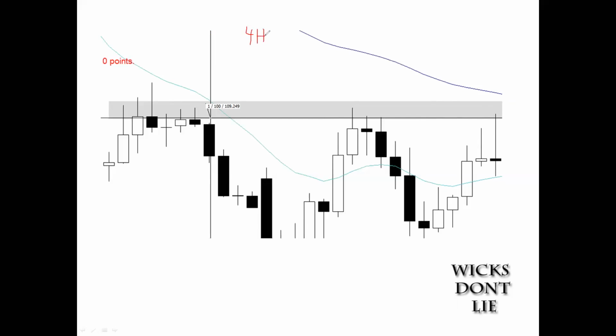This is another 4-hour chart, and let's say we open the chart when the candle is over here. And now when the candle is over here, all you're doing is looking left, and you see this area. Don't worry about this line. This line was when I was trying to measure the zone.